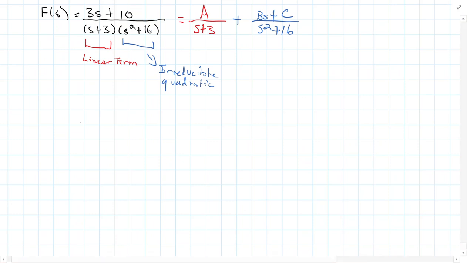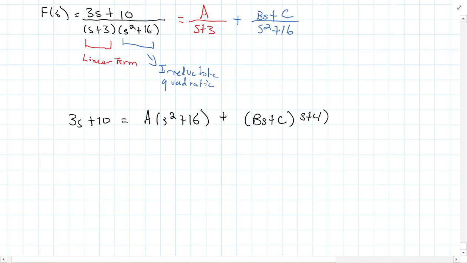Alright, so we have it set up like that. And then, of course, we multiply through by the denominator to get 3s + 10 is equal to A times (s squared + 16) plus (Bs + C) times (s + 4). Sorry, just spaced here for a second. And then again, we're going to pick smart numbers. The first smart number to pick would be s equal to negative 4, because clearly that's going to kill both the Bs and the C.